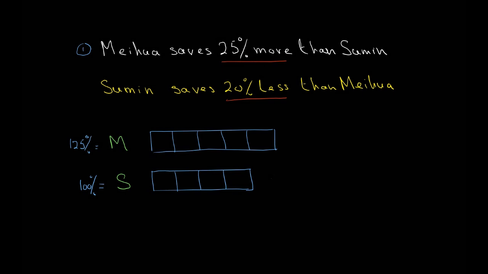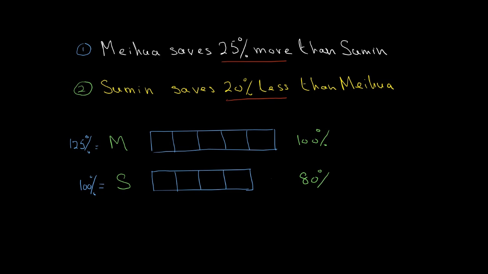In the other case, in which we are thinking of Suman saves 20% less than Mehua, we're thinking of Mehua as being 100%. So if you think of Mehua as 100%, then each small square is only 20%. And since Suman has 4 squares, she is going to be only at 80%. So it really depends on what we consider to be a whole.